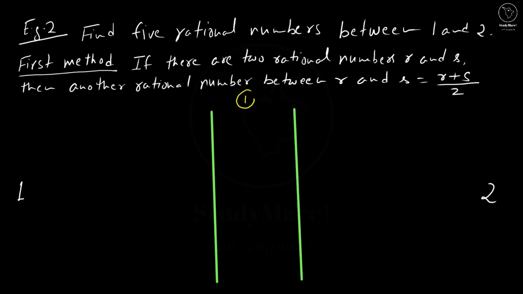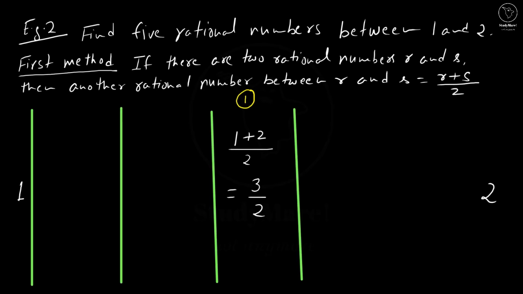Let's find out the first rational number. So simple. Just add 1 and 2 divided by 2, we get 3 by 2, which is another rational number between 1 and 2. Similarly, we can find our second number between 1 and 3 by 2, which is obviously between 1 and 2 as well. All the numbers we are going to find lie between 1 and 2 only.